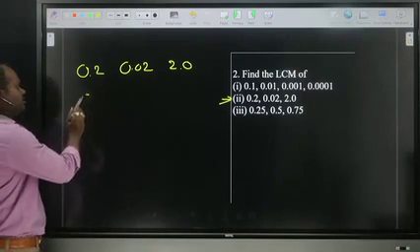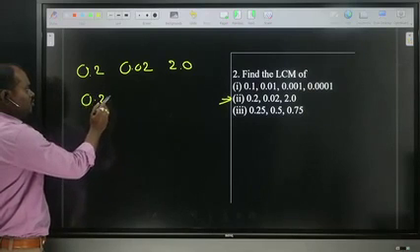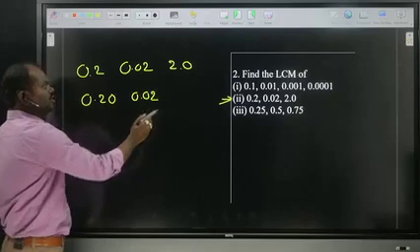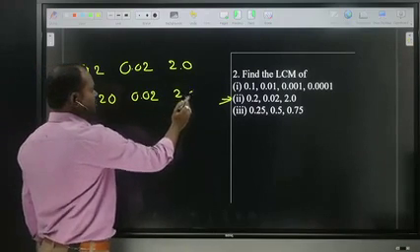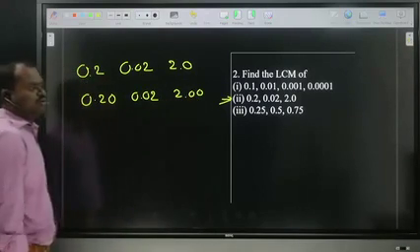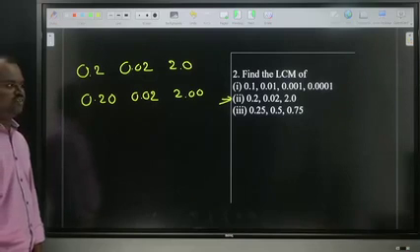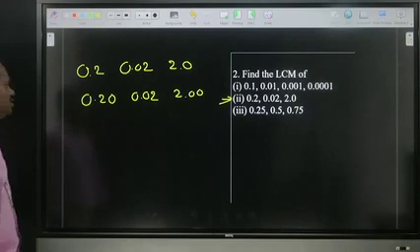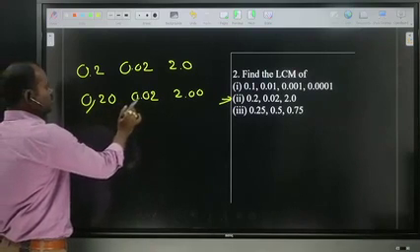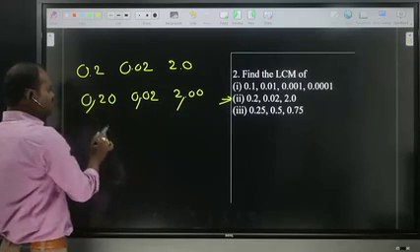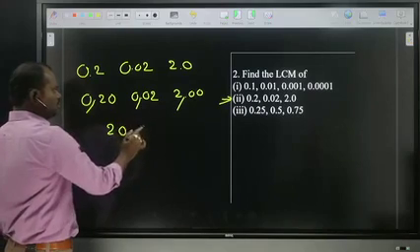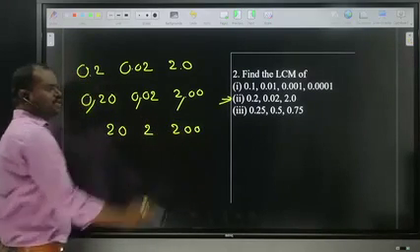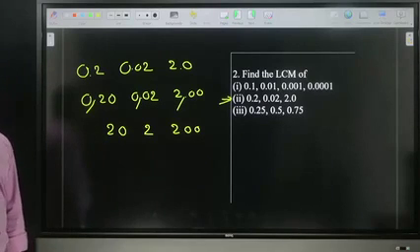So it is 0.20. It is clearly two numbers, no problem at all. It is 2.00. Now all became two numbers. So we can remove the point. Remove the point, but the numbers balance 20, 2, 200. Now the numbers became normal. Now we can find the LCM.